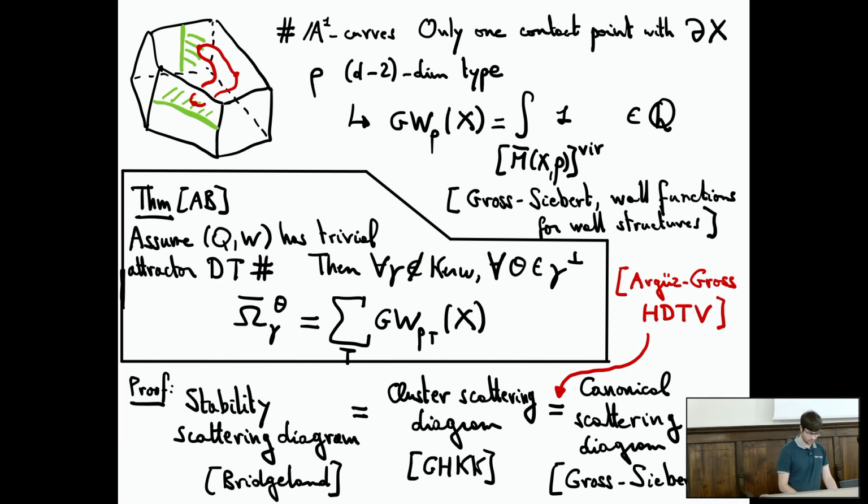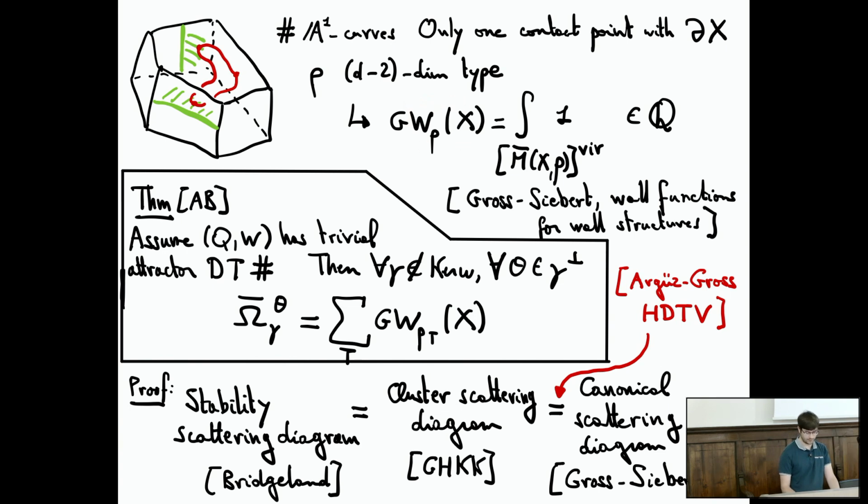Okay, so I will not go into the details, but roughly you try to count the red curve looking like that in this cluster variety, which has one contact point with the boundary. And now there is a picture which is completely similar to the previous one. This moduli space has expected dimension d minus 2. So if you fix a tropical type of dimension d minus 2, you should be able to count the corresponding zero-dimensional strata in the moduli space, and you will get a Gromov-Witten count.